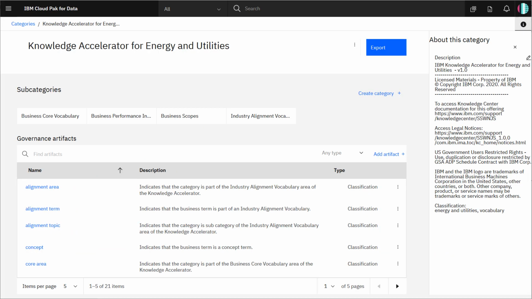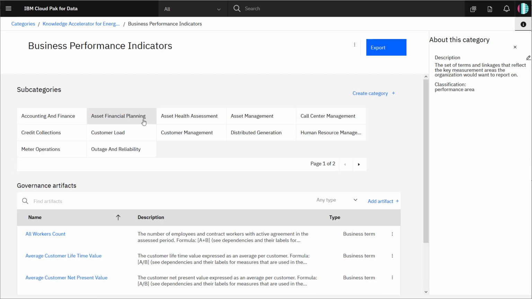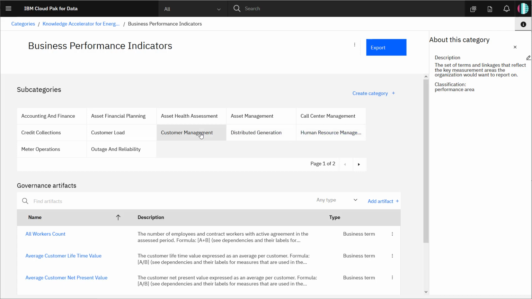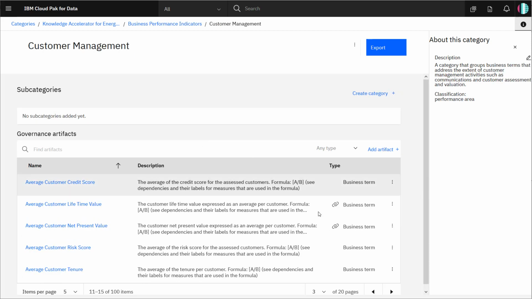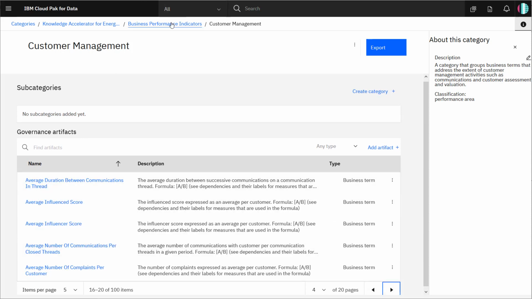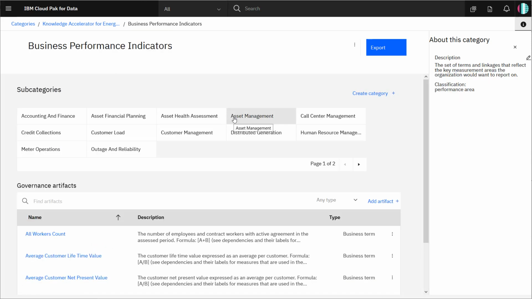Let's now look at the next category area of the Knowledge Accelerator, business performance indicators. This area includes an extensive set of performance analysis terms and measures that can be used to define and agree measurements of the business. They include approximately 700 measures grouped into 100 performance analysis terms sorted into categories representing performance areas of interest like asset management and outage and reliability. These terms can also be used to document and govern reporting and analytical data.